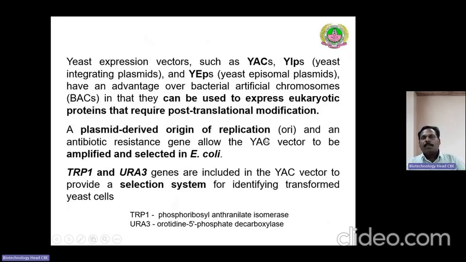So a plasmid-derived ORI and an antibiotic-resistance gene allow the YAC vector to be easily amplified, and they can be subjected to screening in a bacterial host system. TRP1 and URA3 genes are included in the YAC vector because they efficiently provide the selection system for identifying the transformed yeast cells. TRP1 codes for phosphoribosyl anthranilate isomerase, and URA3 codes for orotidine 5-phosphate decarboxylase enzyme that is used for a selection system in identifying the transformed yeast cells.